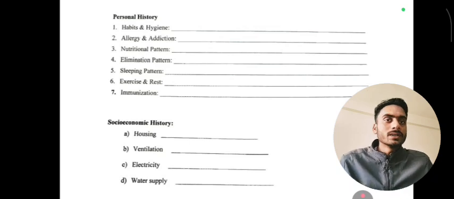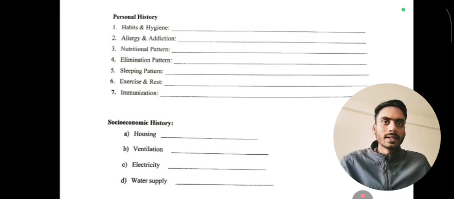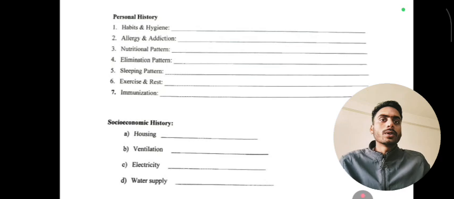Okay, and then nutritional pattern: my patient is non-vegetarian or vegetarian, or takes 3 times or 4 times meals in a day. Mostly my patient takes rice, pulse, sabji and fruits, like that you just write. And elimination pattern: my patient discharges urine 4 to 5 times, stool 2 times, like that you just write. Then sleeping pattern: my patient mostly sleeps 8 hours. Then exercise and rest: my patient is not doing exercise honestly, or takes proper rest, I hope. You just write like that.